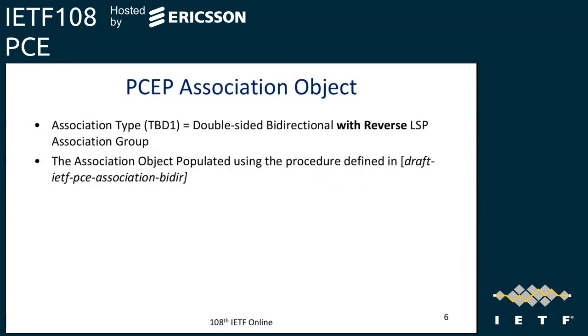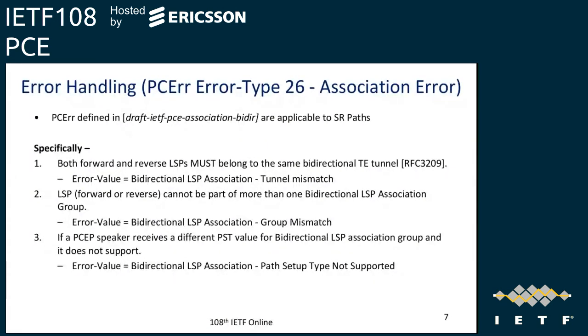So as mentioned, an association type is defined for this particular use case. It's double-sided with the reverse path. Basically, the procedure is the same as other drafts and RFCs for the association object. Next slide, please. Error handling is also defined in other drafts and RFCs, and it's relevant here as well: LSPs must belong to the same tunnel, it can only be part of one bidirectional group, and path setup in this case is SR. So these errors also apply in this association group as well. Next slide, please.